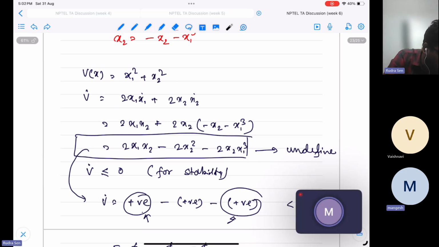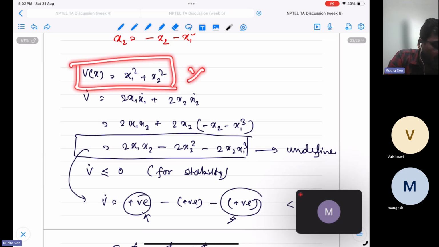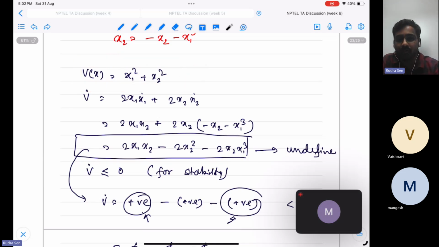So maybe in your case, this Lyapunov function is not the correct one. You have to choose another Lyapunov function. You have to search for another Lyapunov function and check whether you can find out the stability of the system or not.